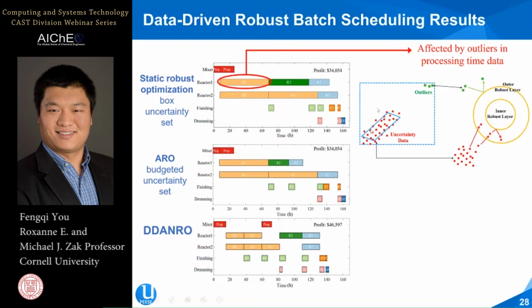Okay, with the budget set in this case, it's a little bit better, at least for R2, you can see it's shorter, and some other tasks are better. But overall, if you're looking at profit, they're pretty much identical. Not that much better.